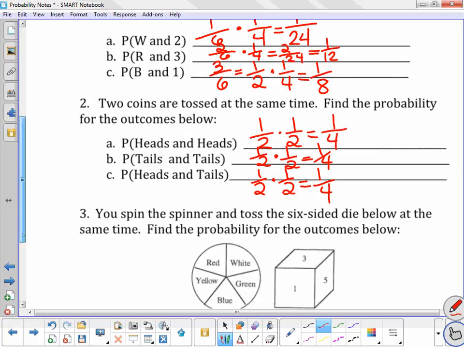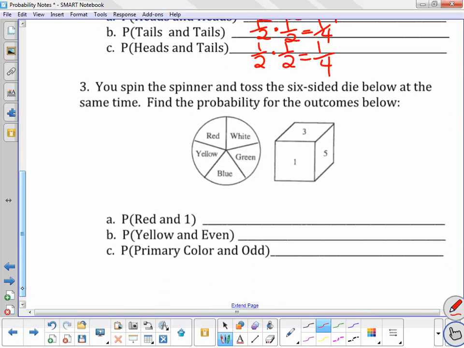If you're at the point where you think you got the hang of this, you could try number 3 on your own. If you want me to go through another example, then just continue to listen. So number 3, you spin the spinner and toss the 6-sided die below at the same time. Find the probability for the outcomes below. Probability of red and 1. Well, there are 5 outcomes on the spinner. Red occurs once. Times, there are 6 outcomes on the die. 1 occurs once. I multiply across, and I get 1/30. There is the final answer.